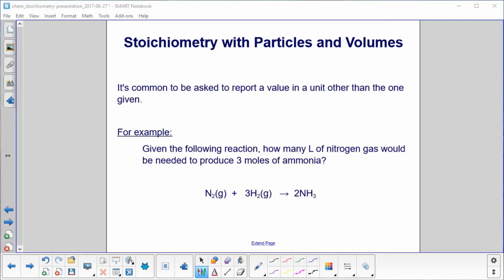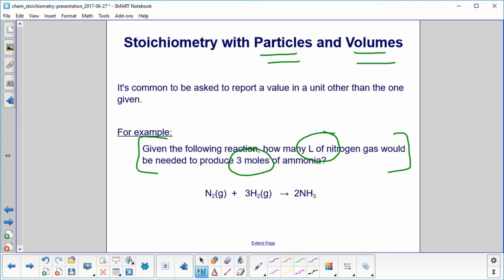Now let's make it a little trickier. We're going to deal with particles and volumes. It's common to be asked to report a value in a unit other than the one given. So here's an example that we're going to go through. Given the following reaction, how many liters of nitrogen gas would be needed to produce 3 moles of ammonia?